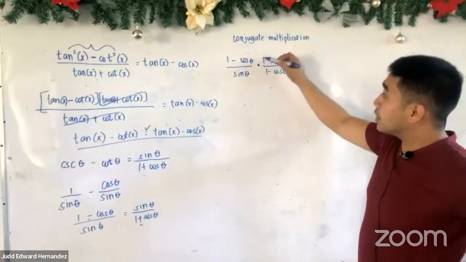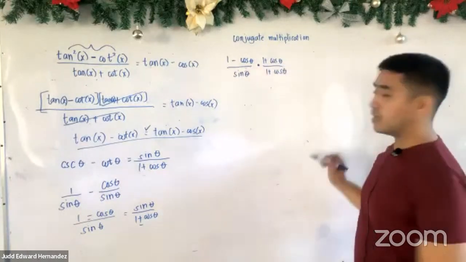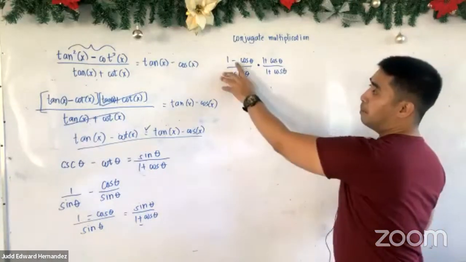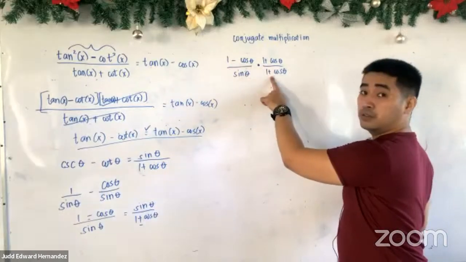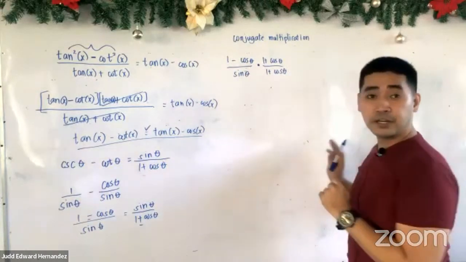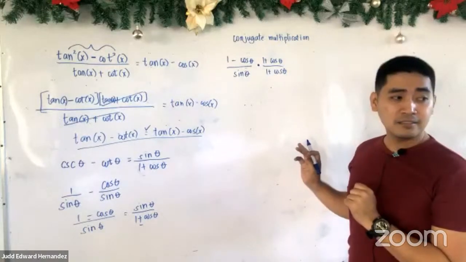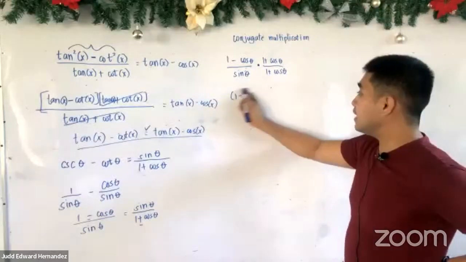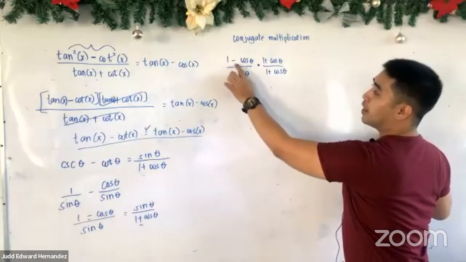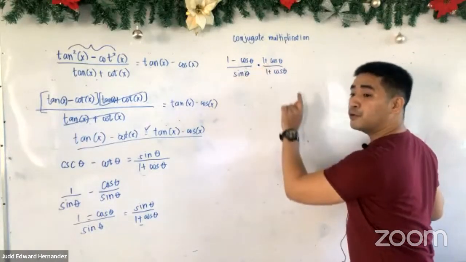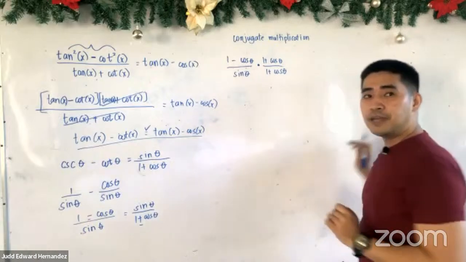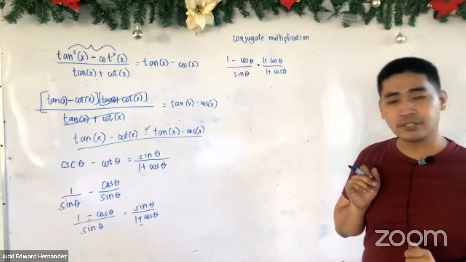Therefore, this must be plus. This must be plus kasi it is a conjugate. Pag minus to, kailangan plus to. Okay? Maliwanag po ba yon? Okay. Therefore, this becomes 1 minus cosine theta, multiply natin 1 minus, 1 plus. Ano po yung lumabas dito? Square of a binomial. Tama po ba? Yes po.